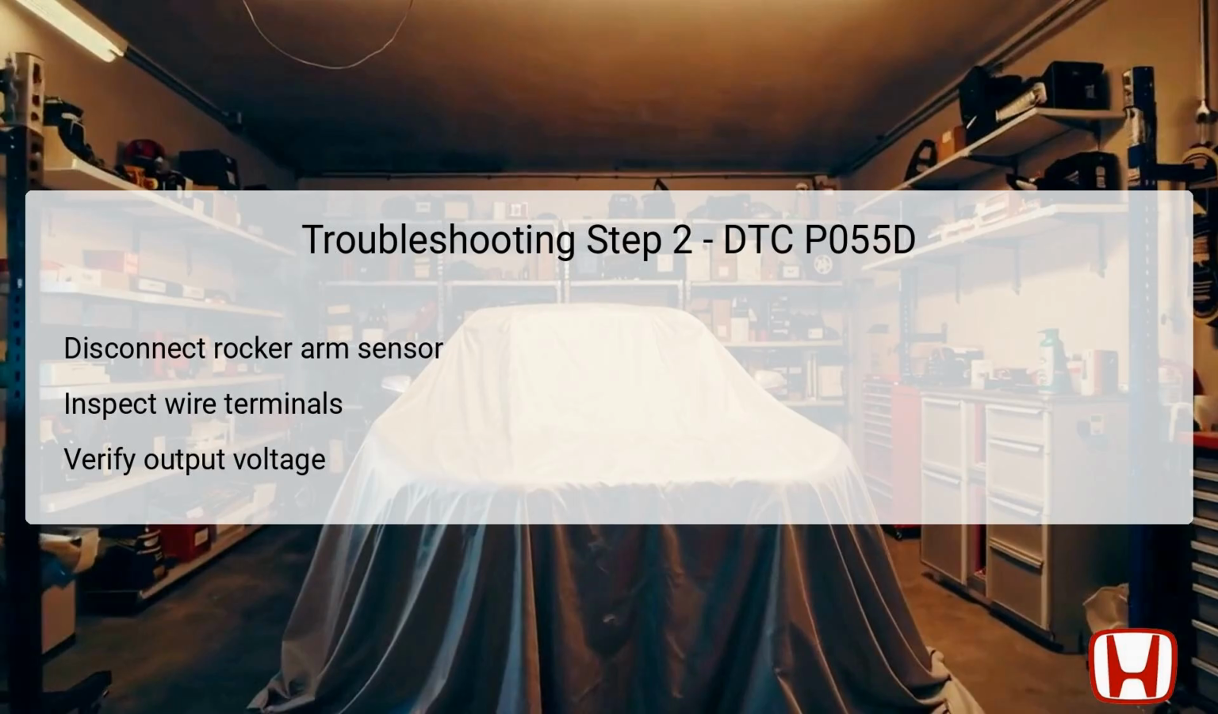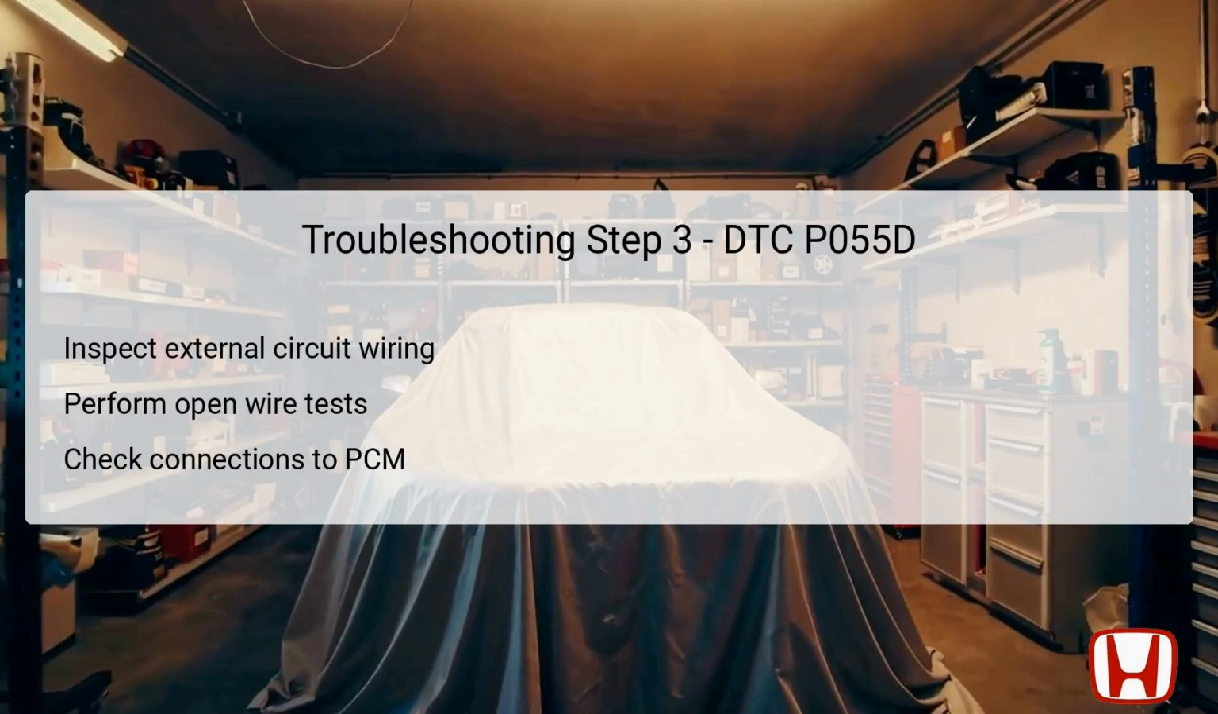confirm functionality. In the third troubleshooting step, the focus shifts to inspecting the wiring of the circuit connected to the rocker arm oil pressure sensor. Before proceeding, make sure to jump the SCS, service check signal line, using the HDS and wait for over a minute to ensure accurate readings.